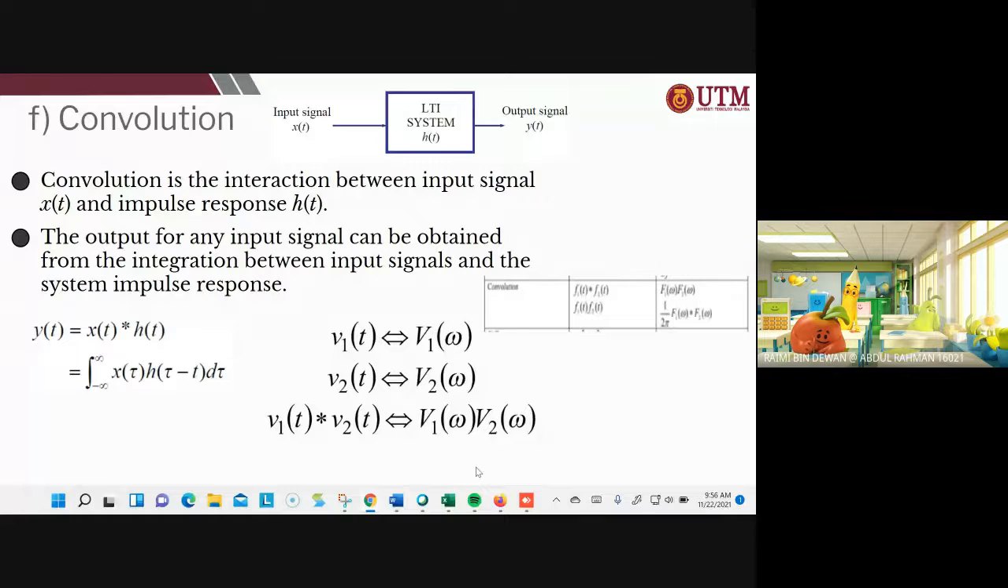Okay, so this is the advantage of having convolution. You can see the signal: if it's convolved in the time domain, you need to do integration. However, in the frequency domain, it's simply a multiplication. F1(t) convolved with F2(t) gives you F1(omega) F2(omega). And F1(t) times F2(t) gives you 1 over 2 pi times the convolution of F1(omega) and F2(omega).